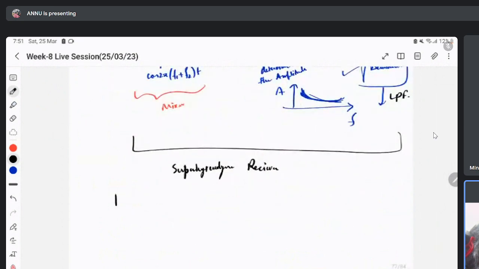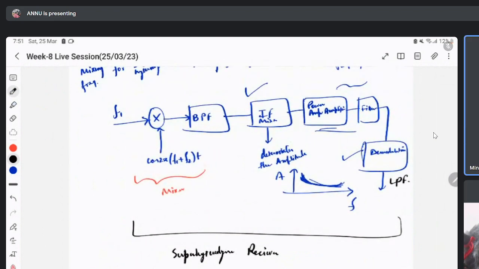You have IF frequency as F1 plus 2 IF. No, ma'am, this is image frequency. Sorry, IF is simply F2. Image is F1 plus F2. No, ma'am, IF is simply F2. IF will be simply F2.